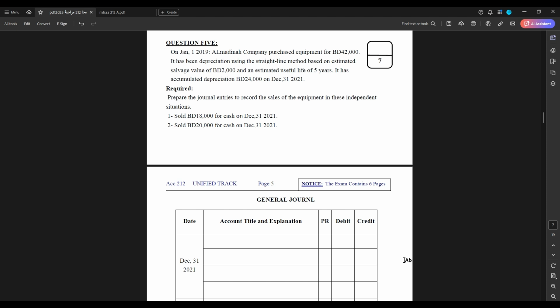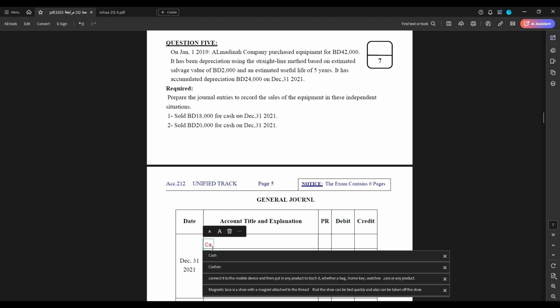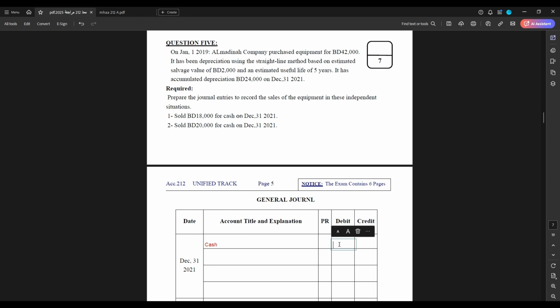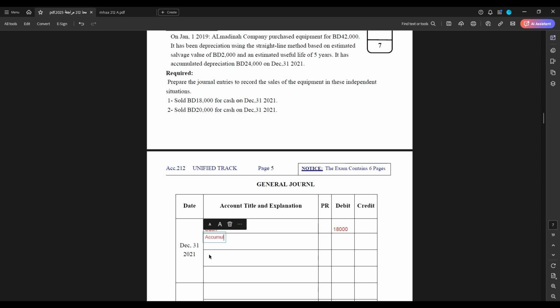So we will record cash debit of 18,000, and debit accumulated depreciation of 24,000, and credit equipment of 42,000.